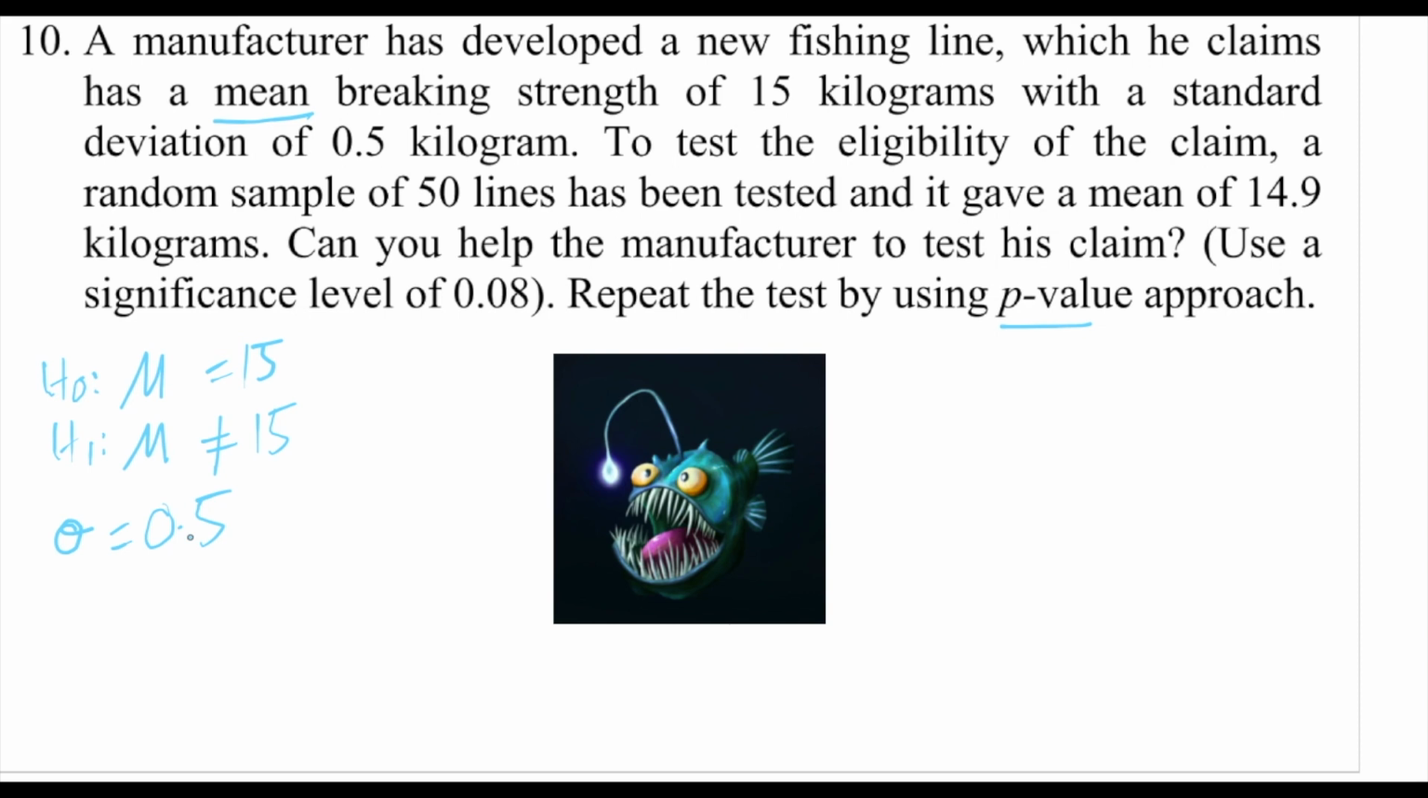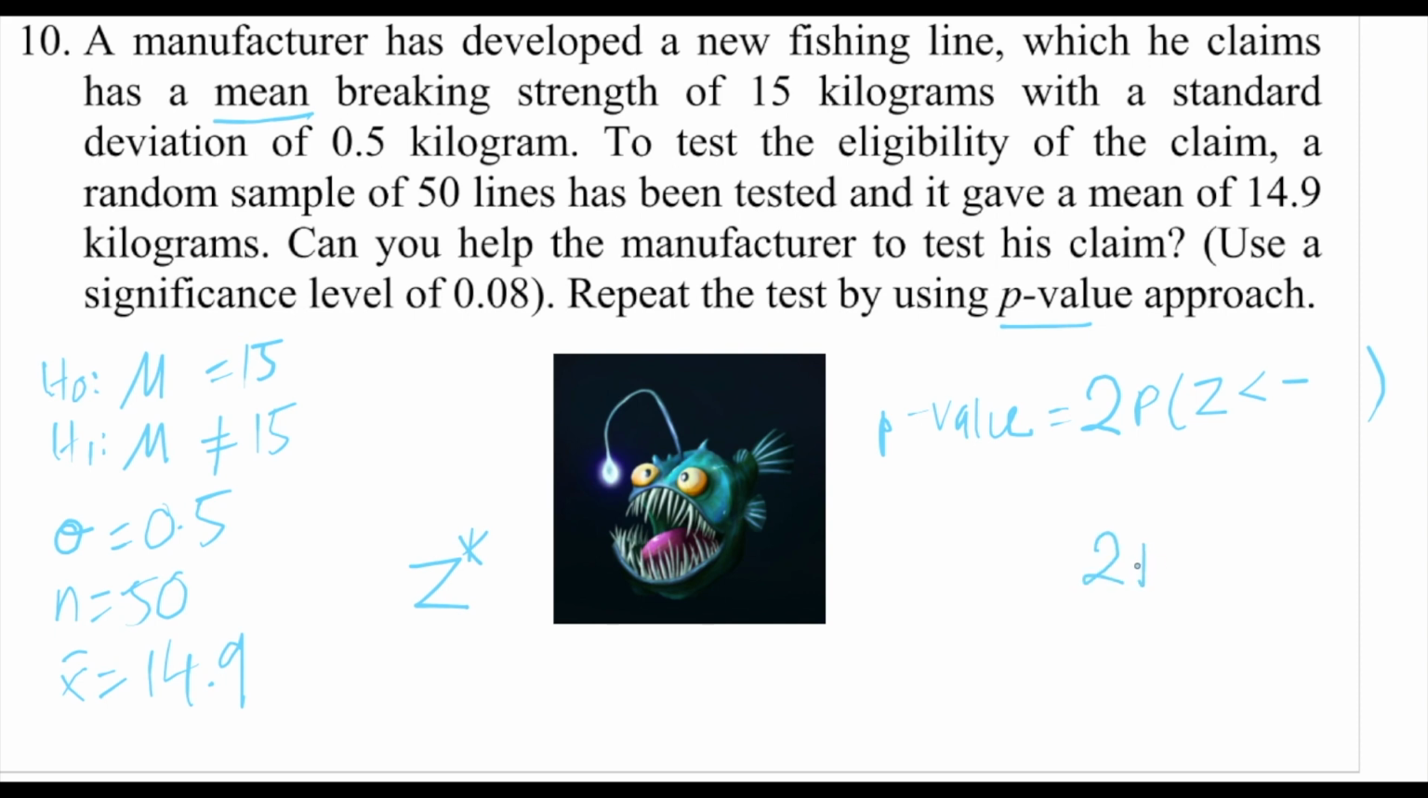To test the eligibility of the claim, a random sample, so n is equals to 50, which gives a mean of x bar would be 14.9. Can you help the manufacturer to test his claim? So sample size is large, sigma is provided. We are going to use the standard normal distribution. You would first calculate the test statistics, and then we are going to use the p-value method. So the p-value, because this is a two-tailed test, it depends on the test statistics. If it's negative, I would take 2 times the probability of Z less than the test statistic, which would be negative. Now, if the test statistics is positive, then I would take it as 2 times the probability of Z greater than the test statistics.